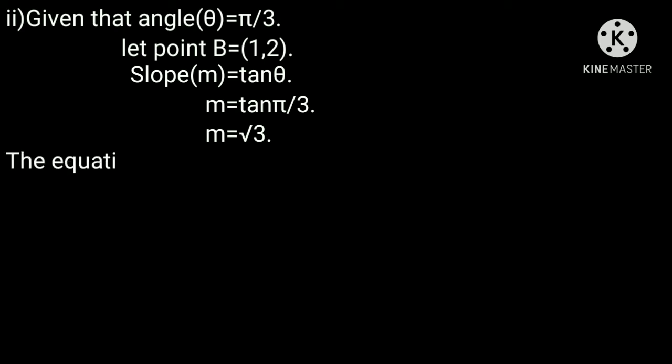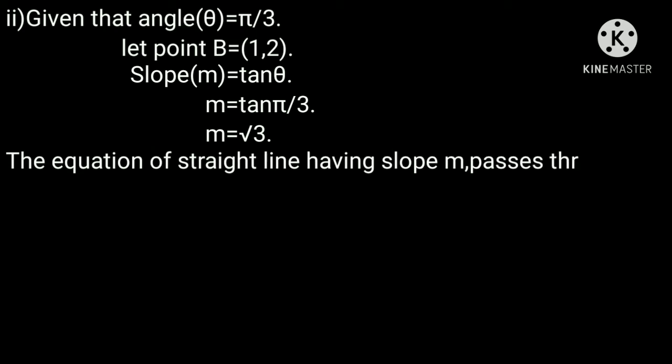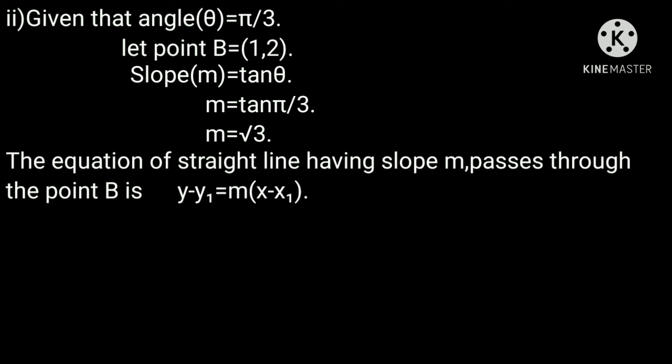The equation of the straight line having slope m and passing through the point B is y minus y1 equal to m into x minus x1. Here substitute x1, y1 and slope m values, then y minus 2 equal to root 3 into x minus 1. After expanding the above equation, y minus 2 equal to root 3 x minus root 3.